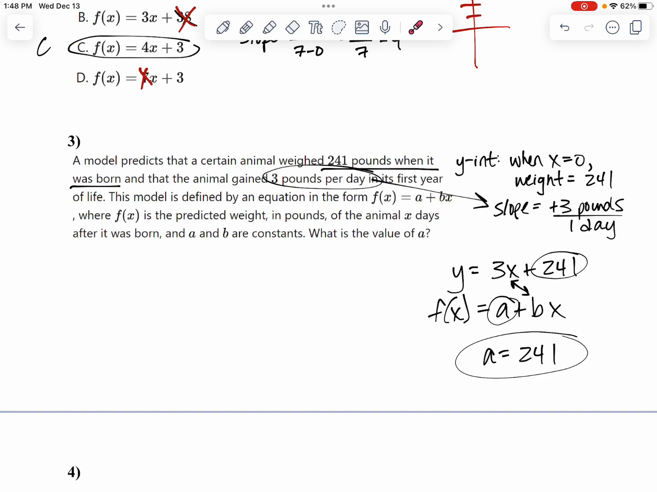And so in this case, they're telling us what is the value of a, and a right here is the y-intercept because it is the number that's not with x. And the a right here is 241. It's the number that's not with x. So I'm just typing in 241.